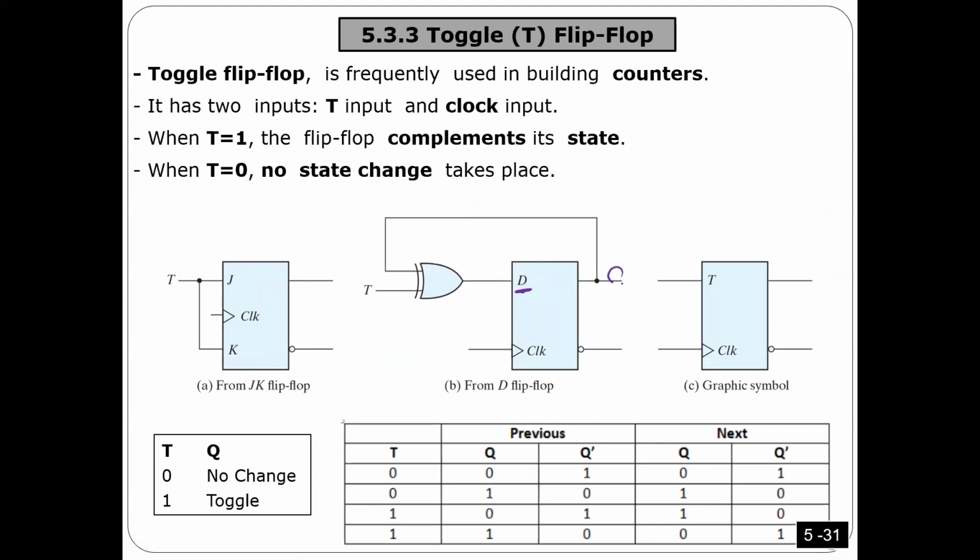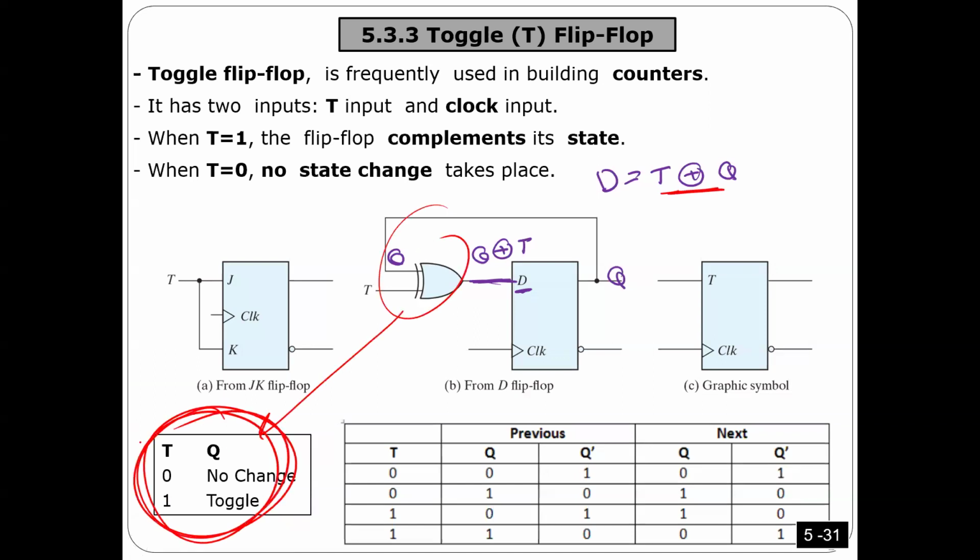So here we have Q. So this one is Q, this one is T. So now the input D here is actually Q exclusive OR T. Okay, so T exclusive OR Q. This is T. Okay. And this is the characteristic equation. You need to know the characteristic equation. I will show you this equation. This part here will do the same thing we are expecting here.